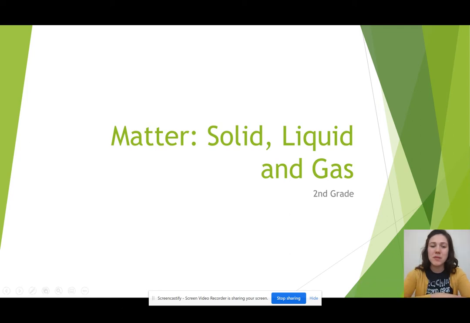Everybody, today we're going to be reviewing our science unit on matter, specifically looking at the different states of matter, which are solids, liquids, and gases.